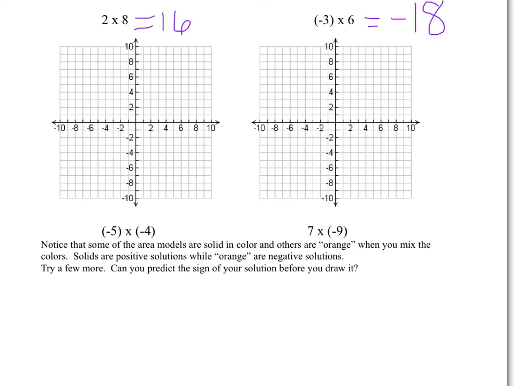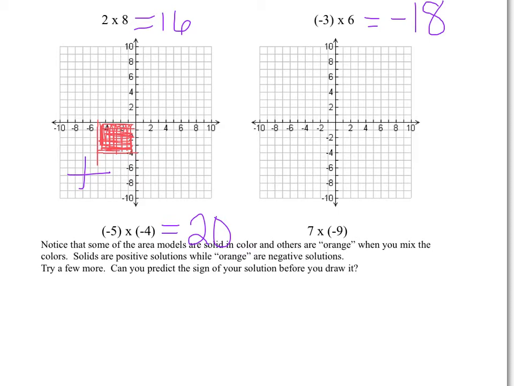Negative 5 times negative 4. So I go to negative 5 on the horizontal number line. I go vertically to negative 4. I find the cross section of those two. I color in my negative 4 vertically. I color in my negative 5 horizontally. Now I have red on top of red. Solid on top of solid, so I have a solid black, and that is going to represent a positive solution because a negative times a negative is going to equal a positive. So my answer is going to be positive 20 because there's 20 squares that we've colored in all together.